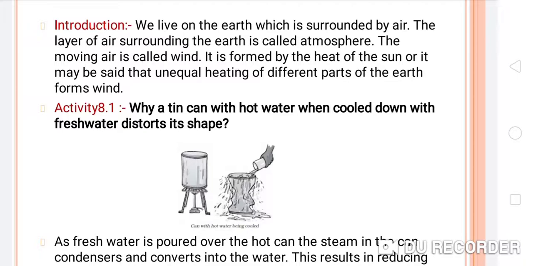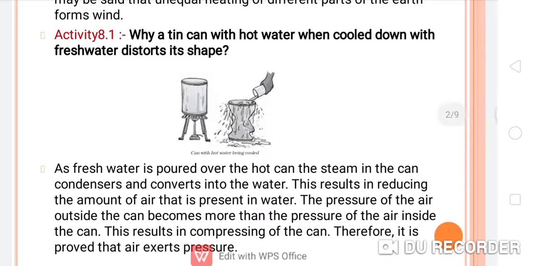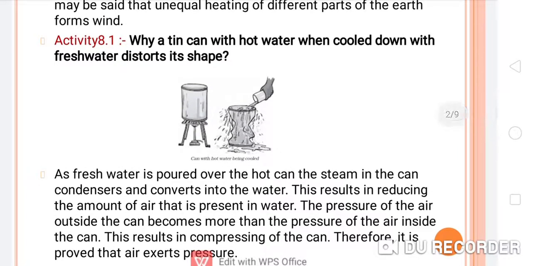Now students, to understand how air exerts pressure, let's see the activity number 8.1, which is very important. The question is here: why does a tin can with hot water, when cooled down with fresh water, distort its shape? In the figure you can see that the first tin and the second tin both have a difference.